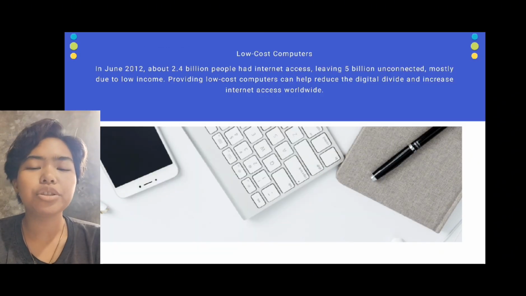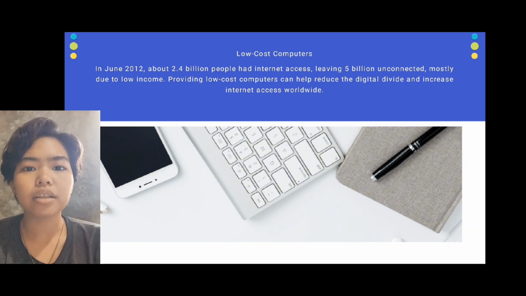Low-cost computers. In June 2012, about 2.4 billion people had internet access, leaving 5 billion unconnected. Mostly due to low income, providing low-cost computers can help reduce the digital divide and increase internet access worldwide.